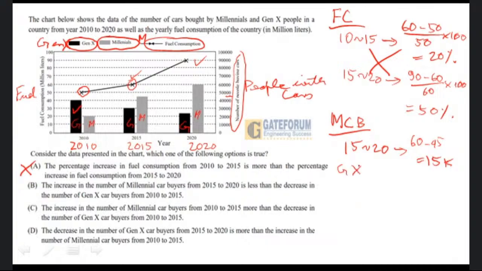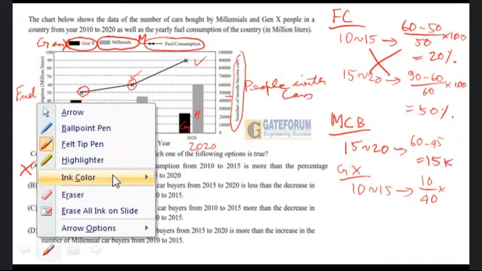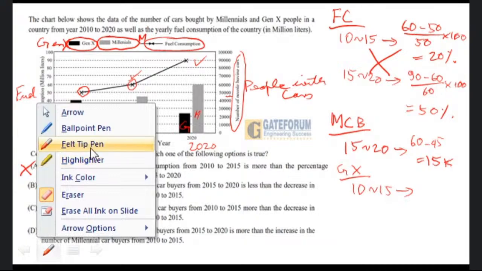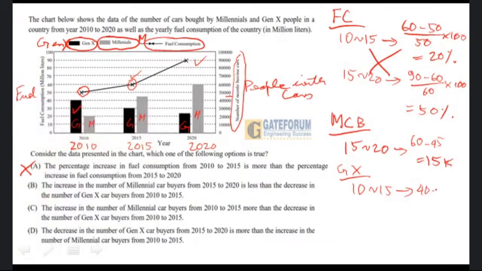It is said to be less than the decrease in the number of Gen X car buyers from 2010 to 2015. Gen X car buyers have indeed decreased. So the decrease is 40 minus 30, which is 10. Again, it is not a percentage, it is a number, so it is only 10K. So it has been said that the increase is less than the decrease. No, the increase is more than the decrease. So this is a wrong option.